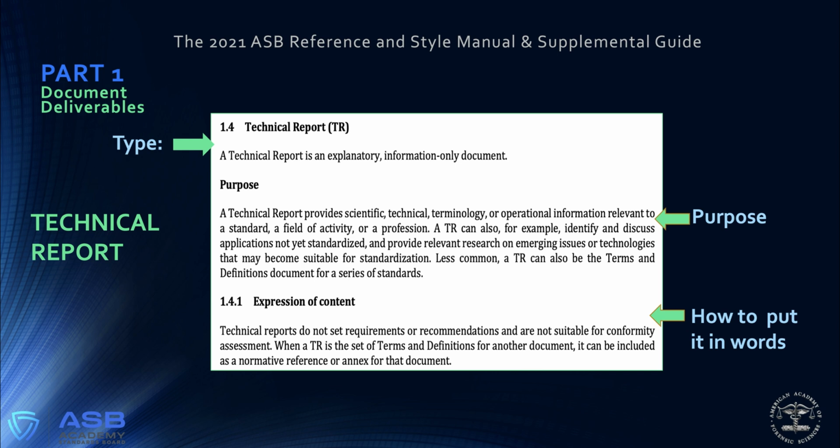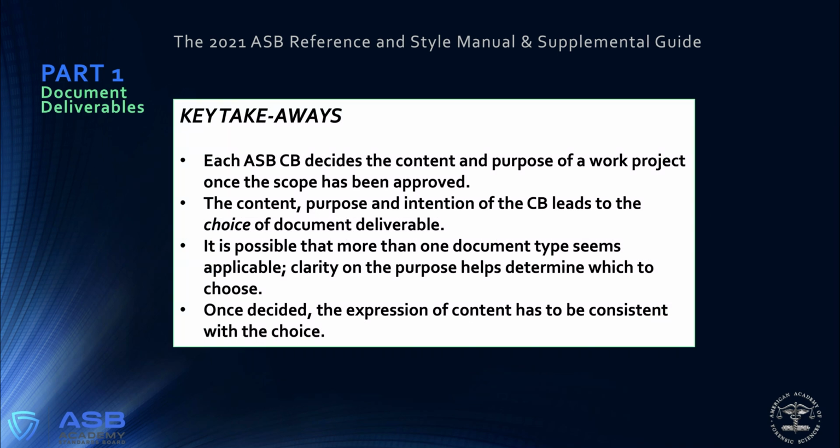They are information documents only. So the takeaways here: you, the consensus body writers, are in control of what gets written, and the new manual is organized to better equip you for doing that. Yes, it's entirely possible that more than one document type could be considered during the development process. Discussion and consensus will ultimately make the decision.